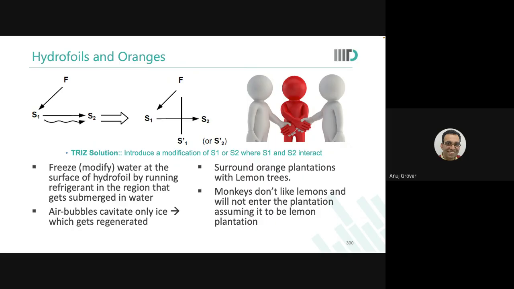What was the variant that we looked for in the orange orchards? We had a buffer zone of lemon trees. Lemons are sour. Monkeys don't like them. They think it's a lemon orchard. They don't enter it. And the orchard is saved. And you also sell the lemons, by the way. So, again, do you see the potential of substance field models?